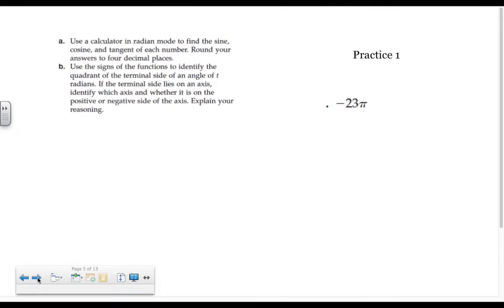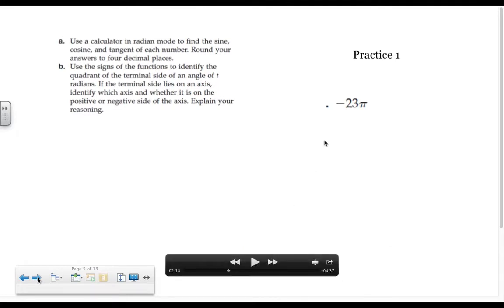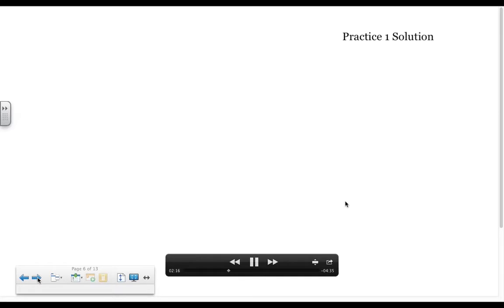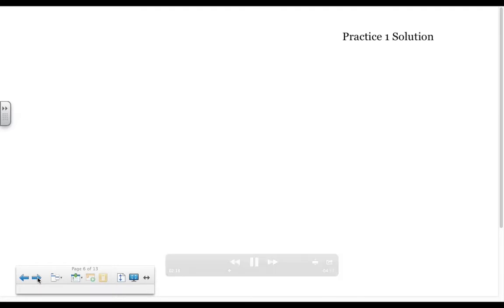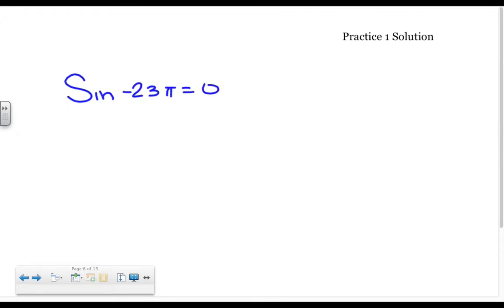So now here's your practice problem. Again, this is not a decimal, okay? This is -23 pi. Go ahead and do it first, and then I will explain the solution. So for -23 pi, we're going to take the sine, cosine, and tangent of all 3 of them. We're going to take all 3 trig functions. So sine of -23 pi is 0. Cosine of -23 pi is -1. And tangent of -23 pi is 0.